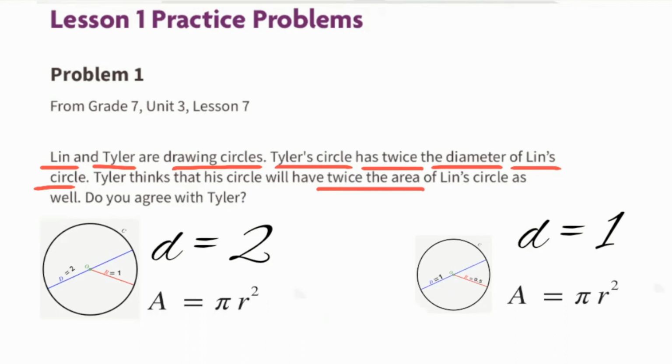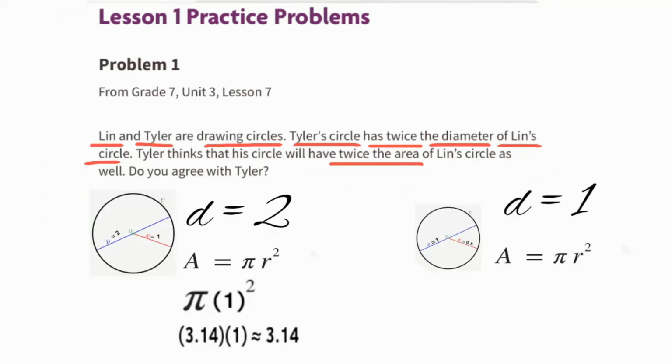Since the radius is half the diameter, the radius of Tyler's circle would be 1 unit, so we can substitute the r with a 1. Now it reads pi times 1 squared. 1 squared, or 1 times 1, equals 1. We can use 3.14 for pi. 3.14 times 1 equals 3.14. The area of Tyler's circle is approximately 3.14 units squared.